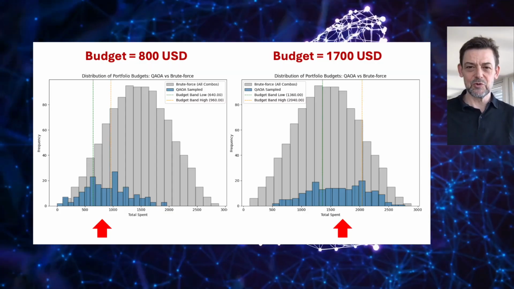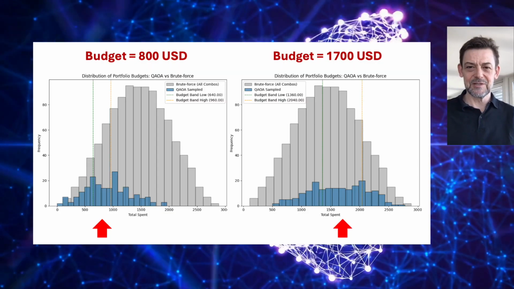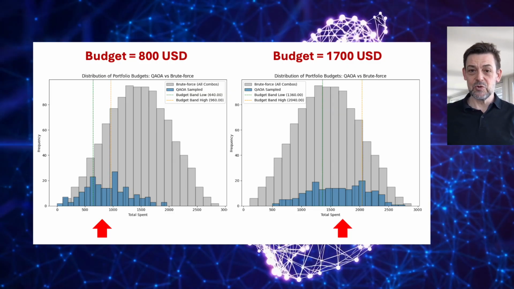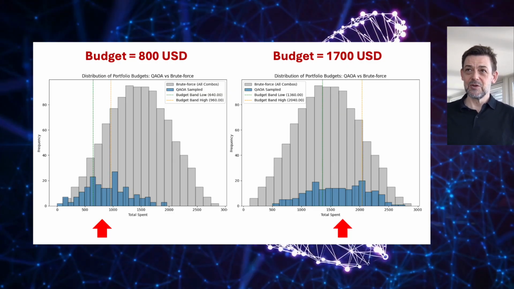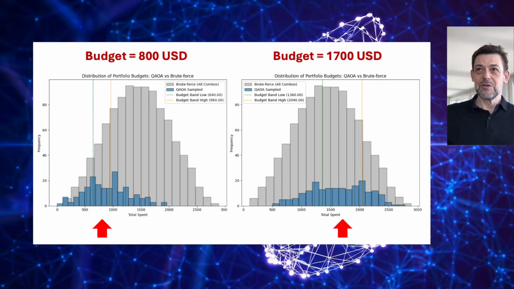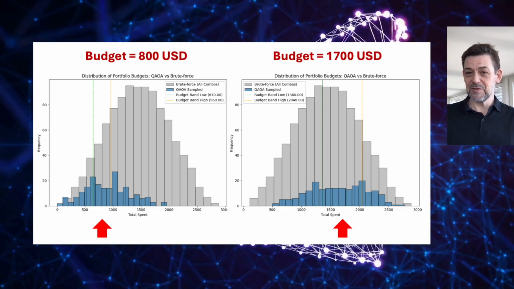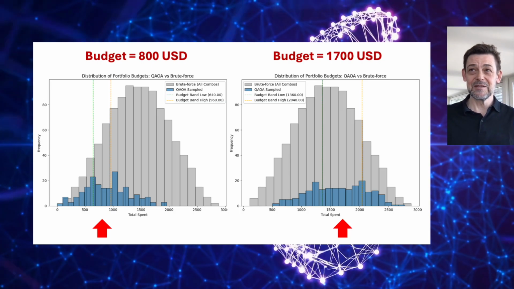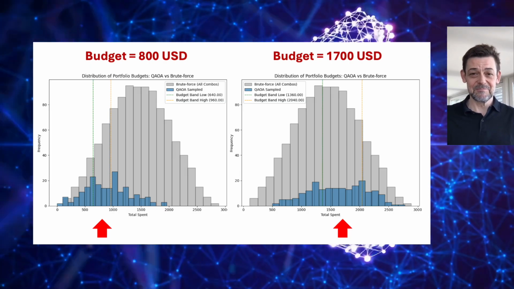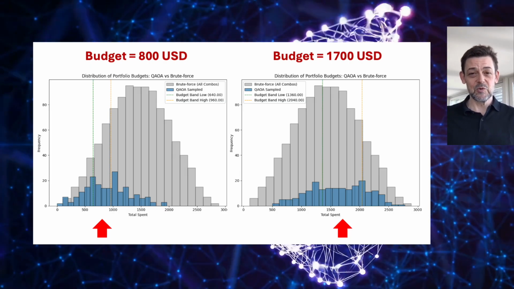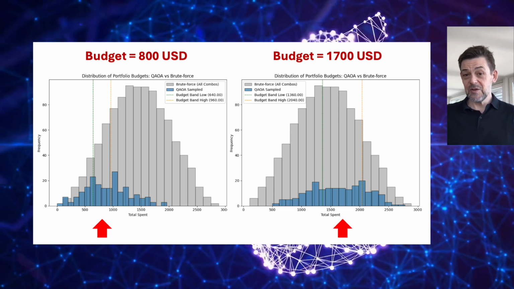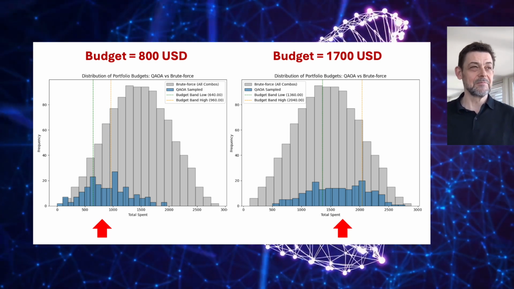Here's a quick overview of how the budget constraint affects the invested assets. On the left side, you see the distribution of the portfolios for our budget of $800 US. The selection is not very tight, but the center of the portfolio's invested assets is around the target budget. On the right side, for comparison, the values if we change the budget to $1,700 US.